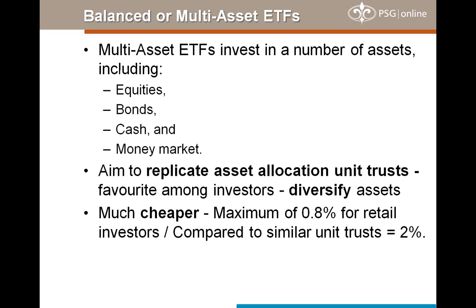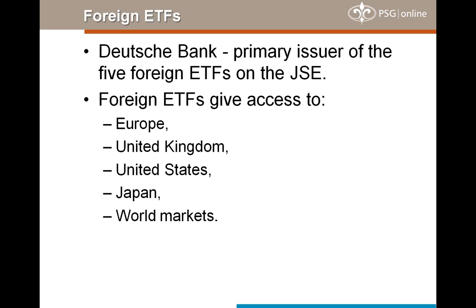Balanced or multi-asset ETFs, obviously you're spreading. This is all asset allocation. You want to diversify your assets between equities, bonds, cash, and money market. It's a bit more of a prudent approach to the market. But the idea is that you want to diversify the assets. You don't want to have all your eggs in one basket. They are much cheaper than normal unit trusts, on average about 0.8%, whereas unit trusts can charge up to 2%. So as I say, the cost is one of the major attractions for these ETFs.